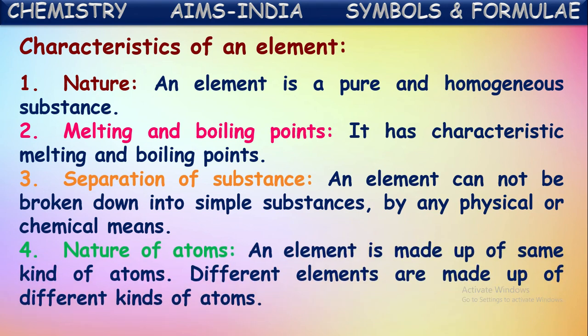And if you look at the nature of atoms, an element is made up of the same kind of atoms. Different elements are made up of different kinds of atoms. If we say carbon, carbon is made up of only carbon atoms. If we say oxygen, it is made up purely of oxygen atoms. If we compare carbon and oxygen, they have different atoms. Every element has the same kind of atoms in it.